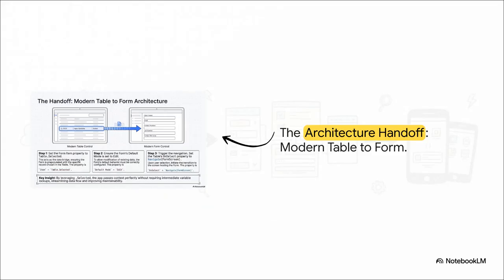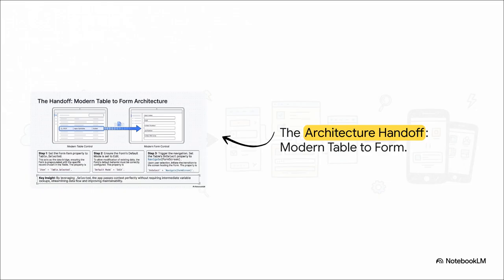So a super common pattern you see all the time is displaying data in a modern table control and allowing users to click a row to edit it in a form control. This requires a seamless handoff handled through a precise 3-step architecture. First, you set the form's item property directly to table.selected. This passes the context perfectly without needing any messy intermediate lookup variables.